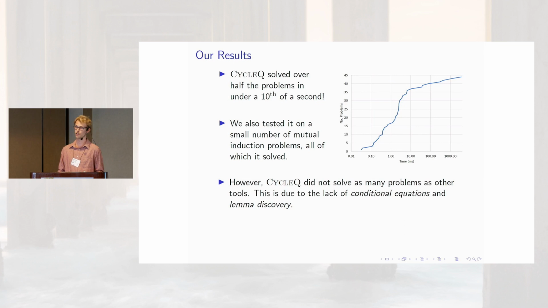So there's a couple of things which are missing: conditional equations and lemma discovery, and many of the problems require these two features. There's no reason why these couldn't be added to a cyclic proof system, but we chose to focus in on the subst rule to verify its validity in a minimal setting without orthogonal concerns.